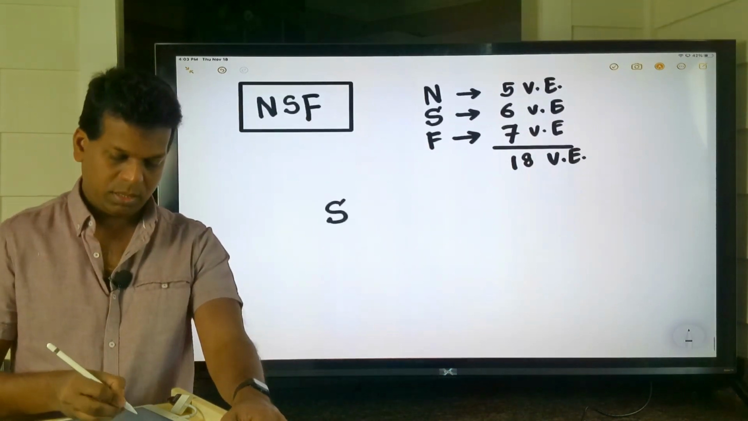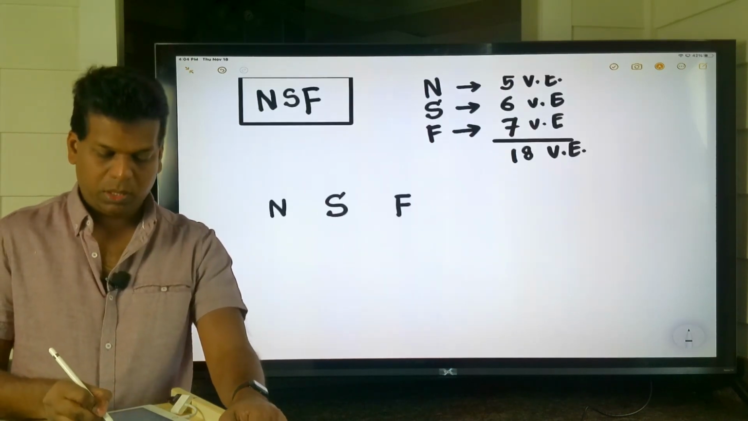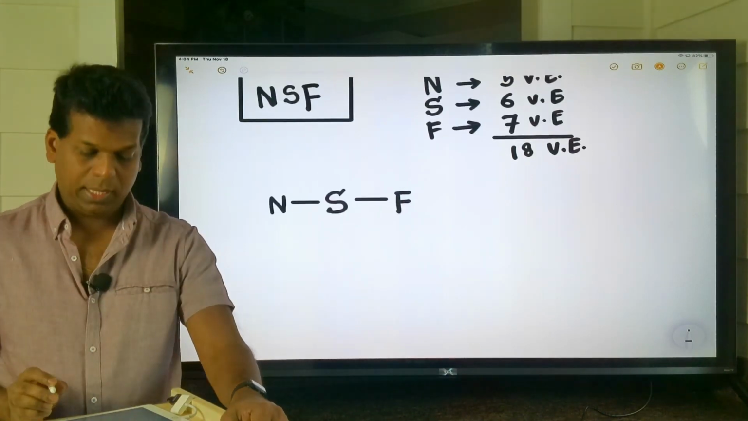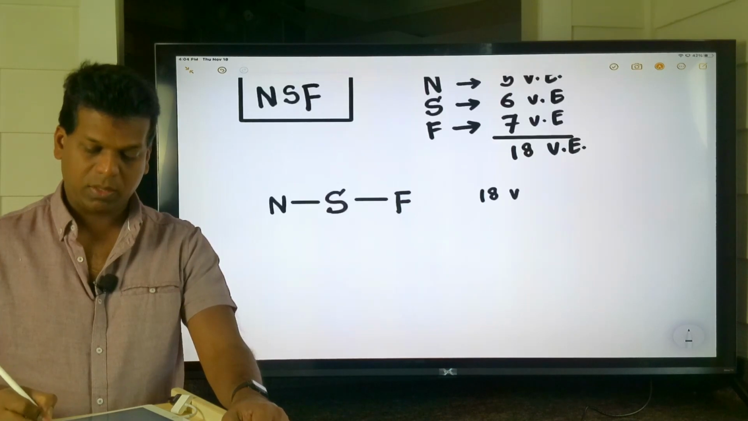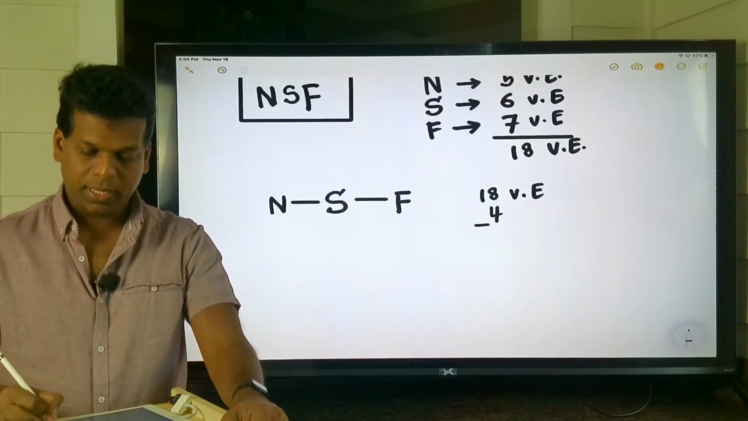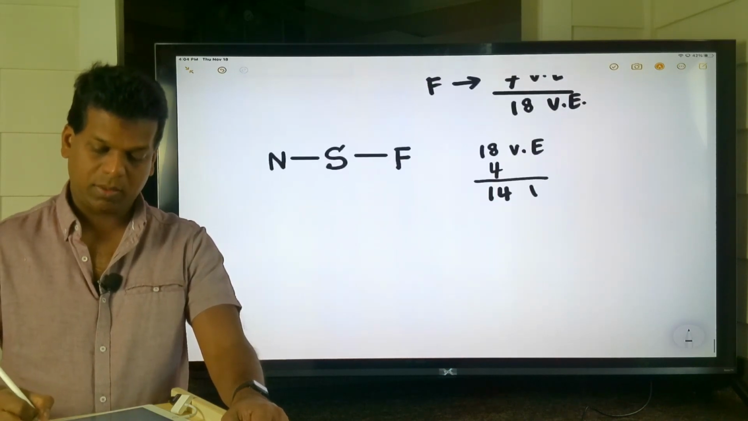Then there are two atoms, nitrogen and fluorine. So I'm going to create my skeletal structure. That is 2 lines, 4 electrons. I had 18 valence electrons first. Out of that, I used 4 to create the skeletal structure. Now there are 14 valence electrons left.